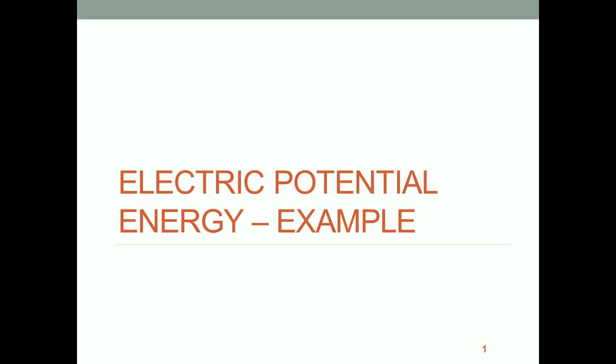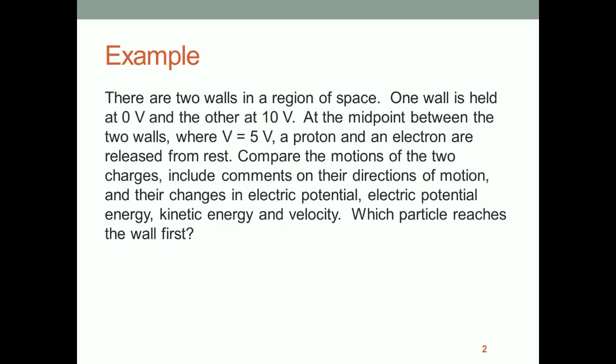In this example, it's a multi-part example, we're going to look at how conservation of energy can apply to electric potential energy and voltage. So here is the example. There are two walls in a region of space. So the idea here is that, pretend straight lines, we have two walls.